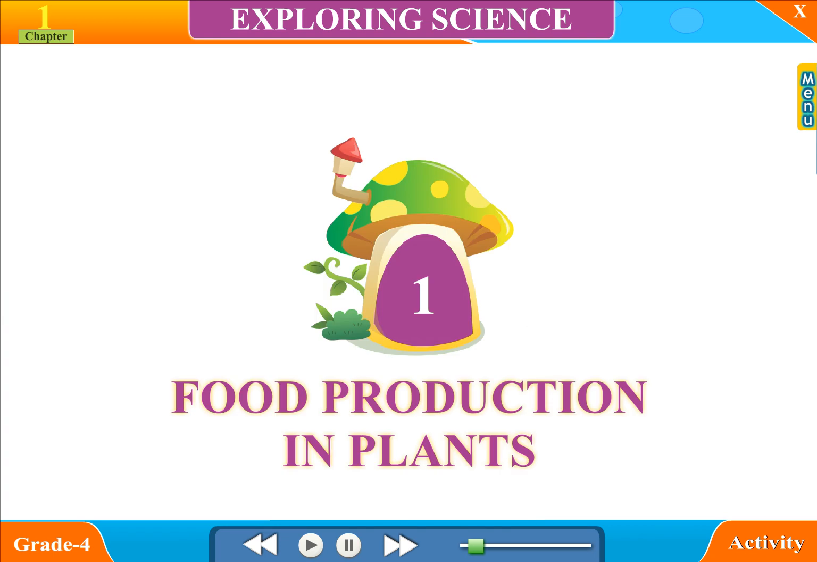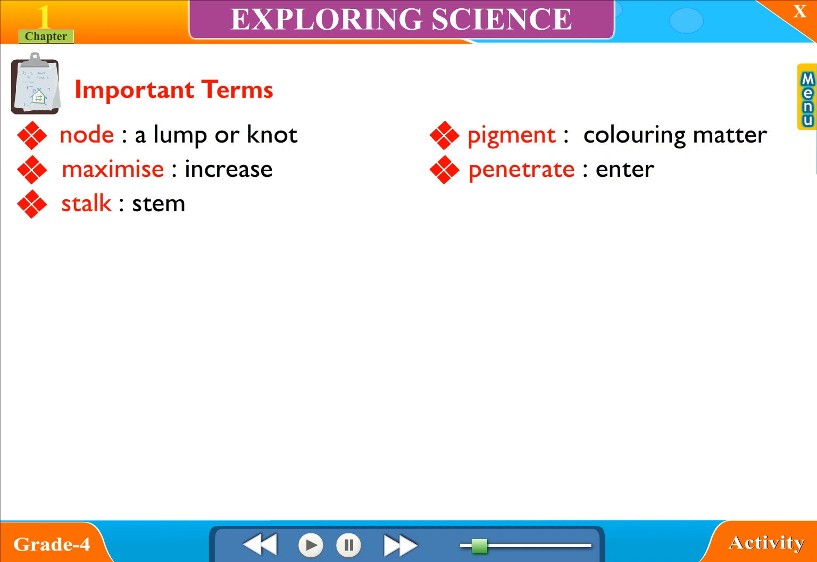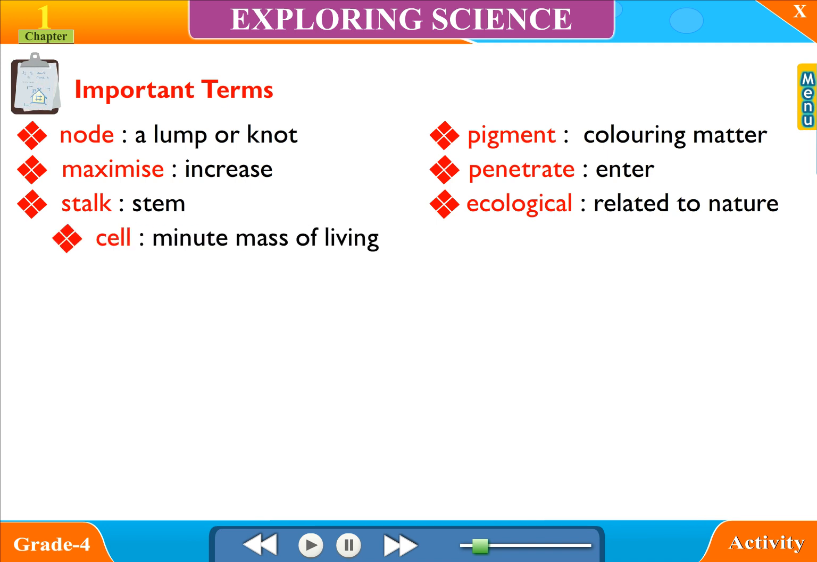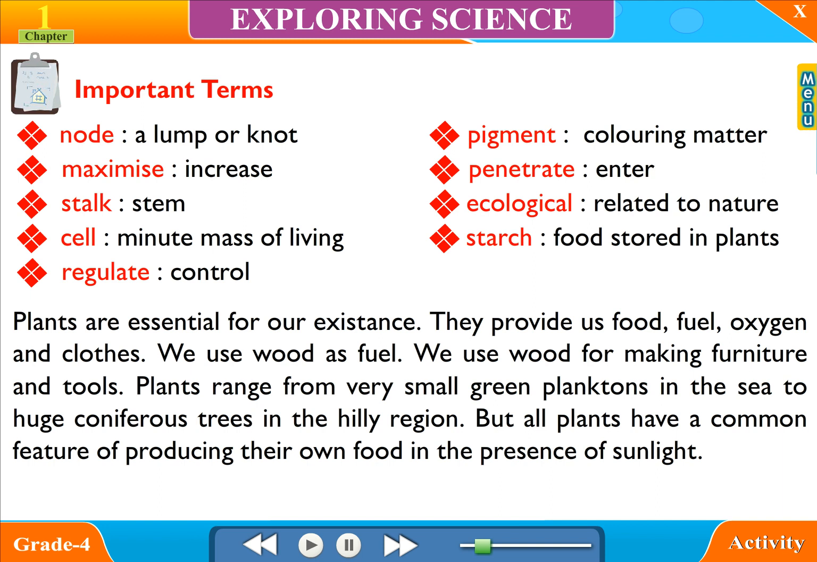Chapter 1. Food Production in Plants. Important Terms. Node, a lump or knot. Pigment, coloring matter. Maximize, increase. Penetrate, enter. Stalk, stem. Ecological, related to nature. Cell, minute mass of living matter. Starch, food stored in plants. Regulate, control.